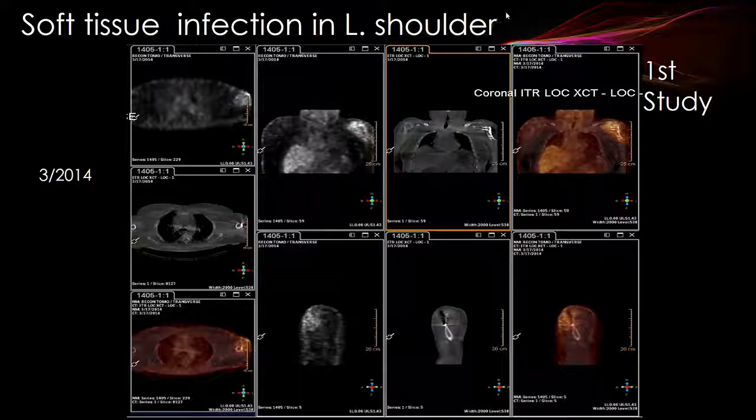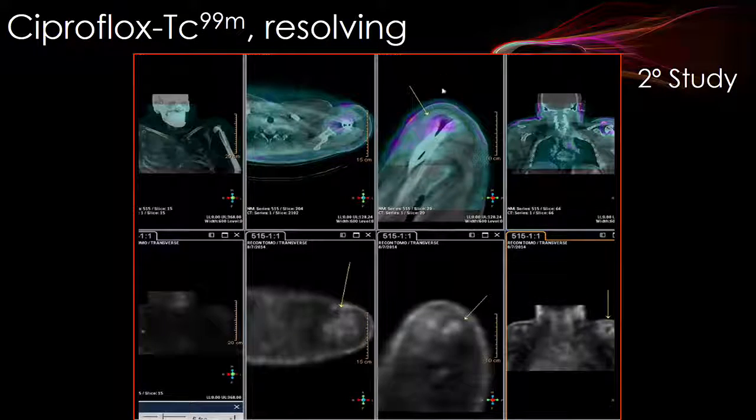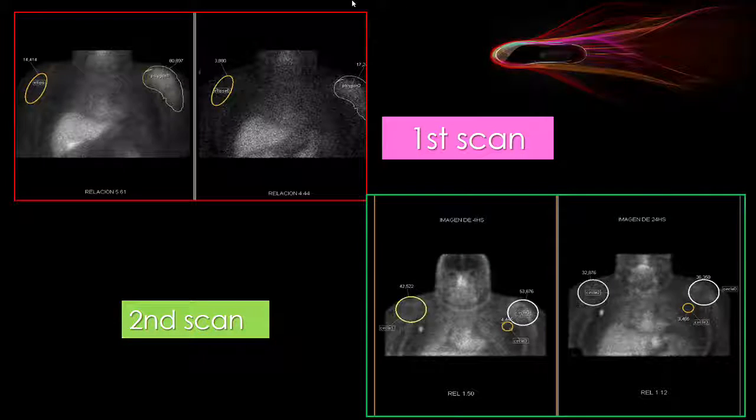Here we had a soft tissue infection in the left shoulder. We had the first study, and in the second study, you see how it is resolving. And in the first scan, the semi-quantitation gave a 5 point something for the relation at 4 hours, and it was maintained 4 point something for the 24 hours. And in the second scan, it dramatically came down to 1.20.